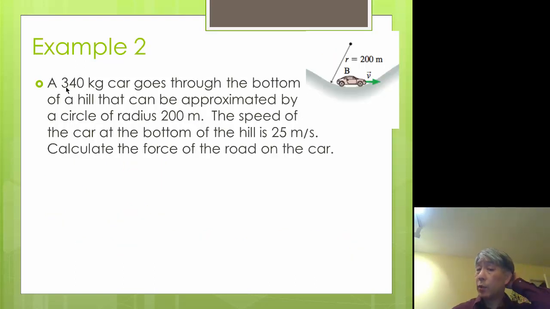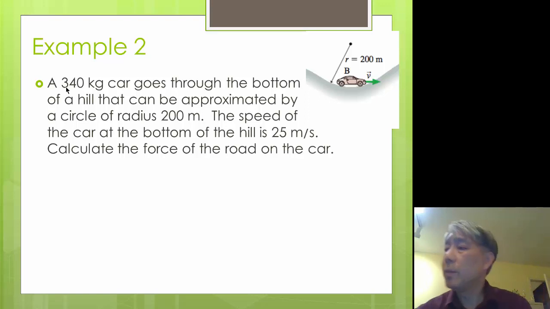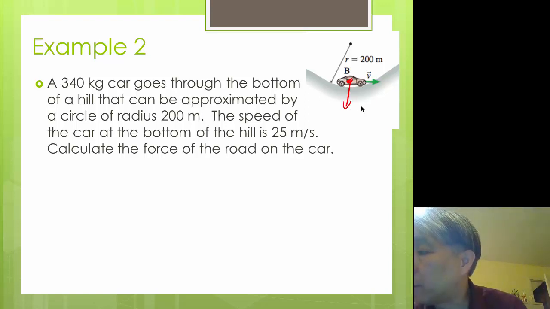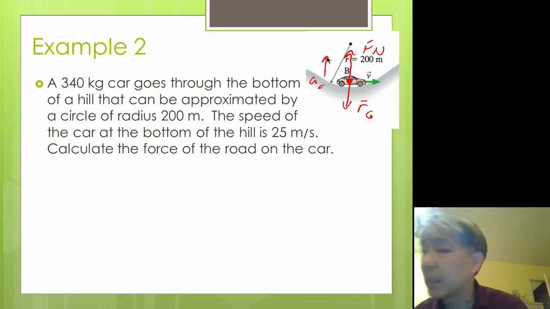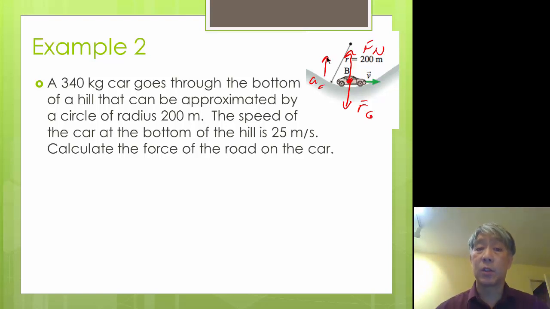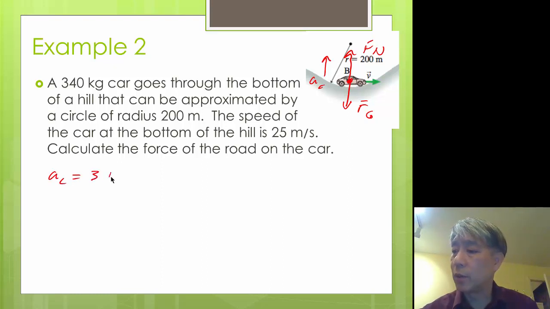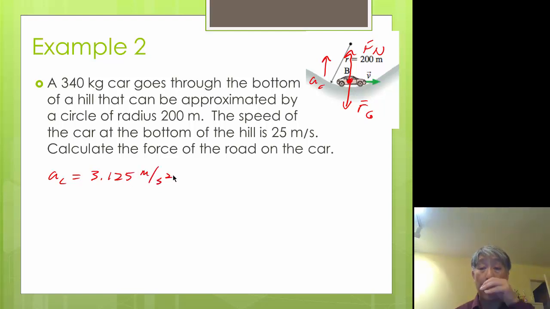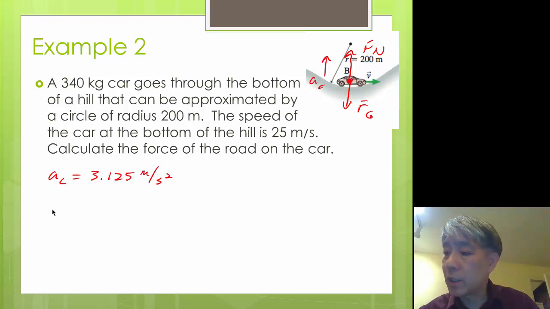Okay, example 2 is the same car, same speed, same hill, except instead of the top of a hill, it's at the bottom of the hill now. What's going to be different in this case? Not the force of gravity, that's pretty much going to be the same, and not the direction of the normal force, that's still going to be up. What's primarily different here is my acceleration, again towards the center of the circle, but it's up in this case. My acceleration calculation is the same, so I'm not going to redo it here. It's our same 3.125 meters per second squared.